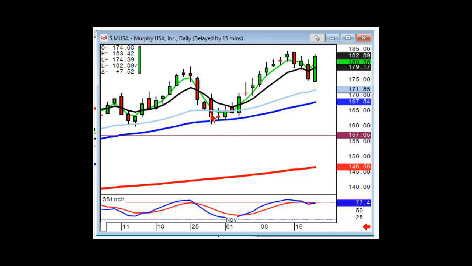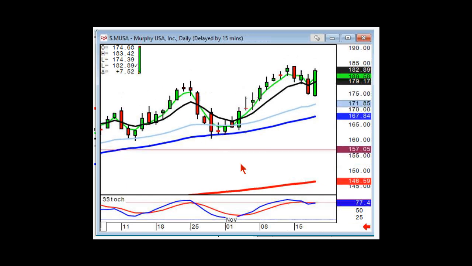Same scenario right here. Took you right down to the 200 in the oversold area. Doji, spinning top, bullish engulfing, close above the T-line. It was pretty obvious the 50 was acting as a support level.